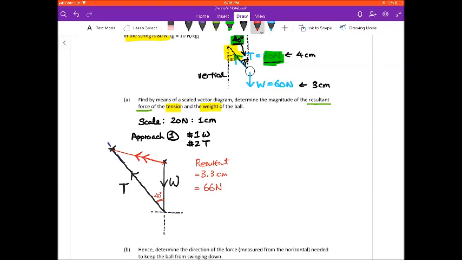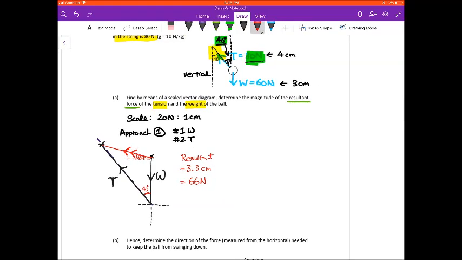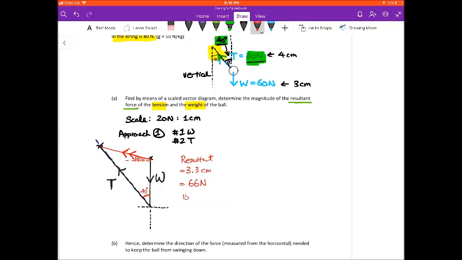Well, the direction will be here, right? This angle. So if I put my protractor there, the measure is around 15 degree. So I would say that this guy is 15 degree from the horizontal. Okay, so this is approach 1. What is the approach 2?